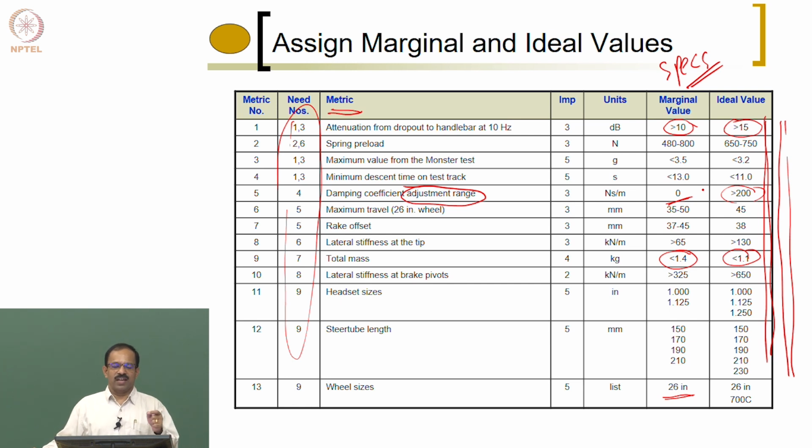The customer can decide, depending on the road he is traveling, the damping coefficient to be varied. So whether you can vary it or not is the question here. So if you can vary this, that will be good, but even if it is not varying, that is still acceptable. Okay.